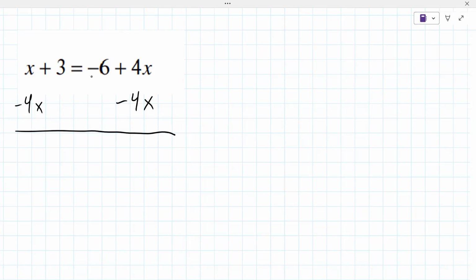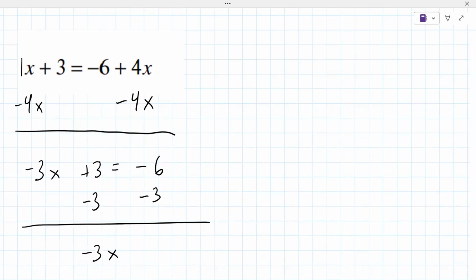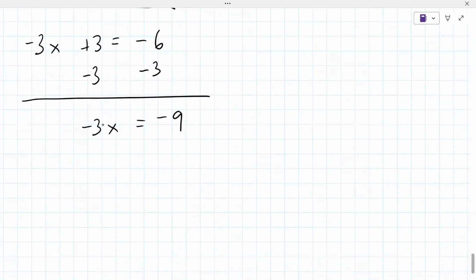Well, let's try it out. We'll try it out here. So 1x minus 4x is minus 3x plus 3 equals minus 6. Subtract 3 from both sides to undo positive 3. Minus 3x equals minus 9. And you divide both sides by minus 3. So x equals 3, which is the same. Yeah, that's the way I did it.